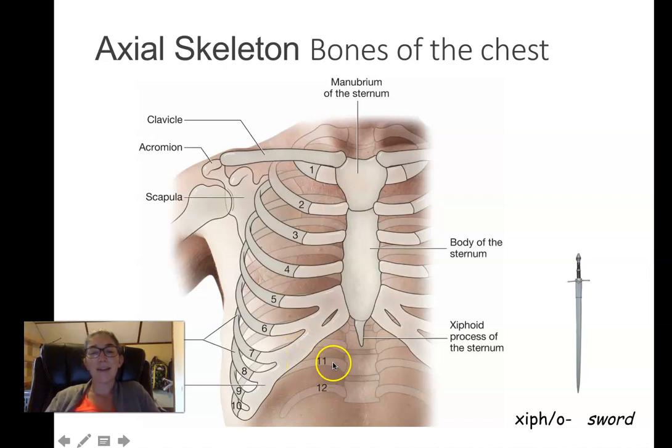And then number 11 and 12 don't actually have an anterior connection point. They are floating, so they don't complete that circle. They have ends that float, so they are called the floating ribs. Also part of the shoulder up here, we've got the collarbone, which is called the clavicle.